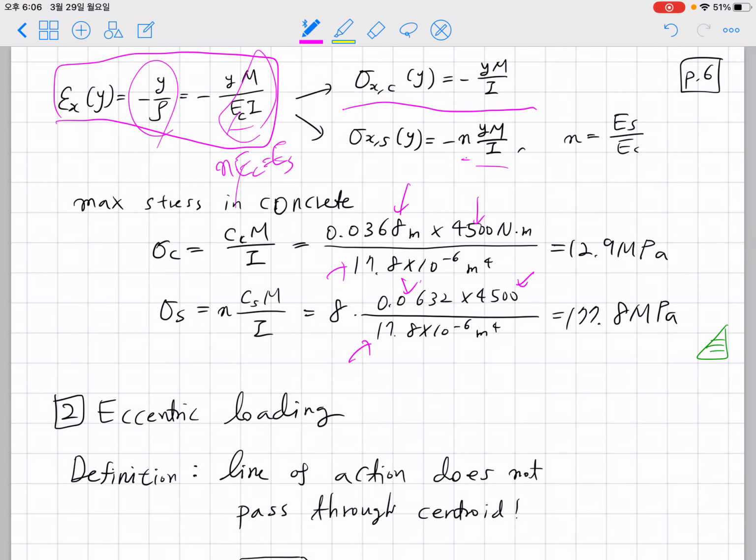we found that the maximum compressive stress in concrete is 12.9 megapascal. The maximum tensile stress in the steel rod is 177.8 megapascal. So with this, we can finish our discussion on the design of reinforced concrete. By making the simple assumption that concrete cannot sustain tensile loading at all, we can make the problem mathematically simpler, and we can also achieve a really conservative design for a reliable structure.